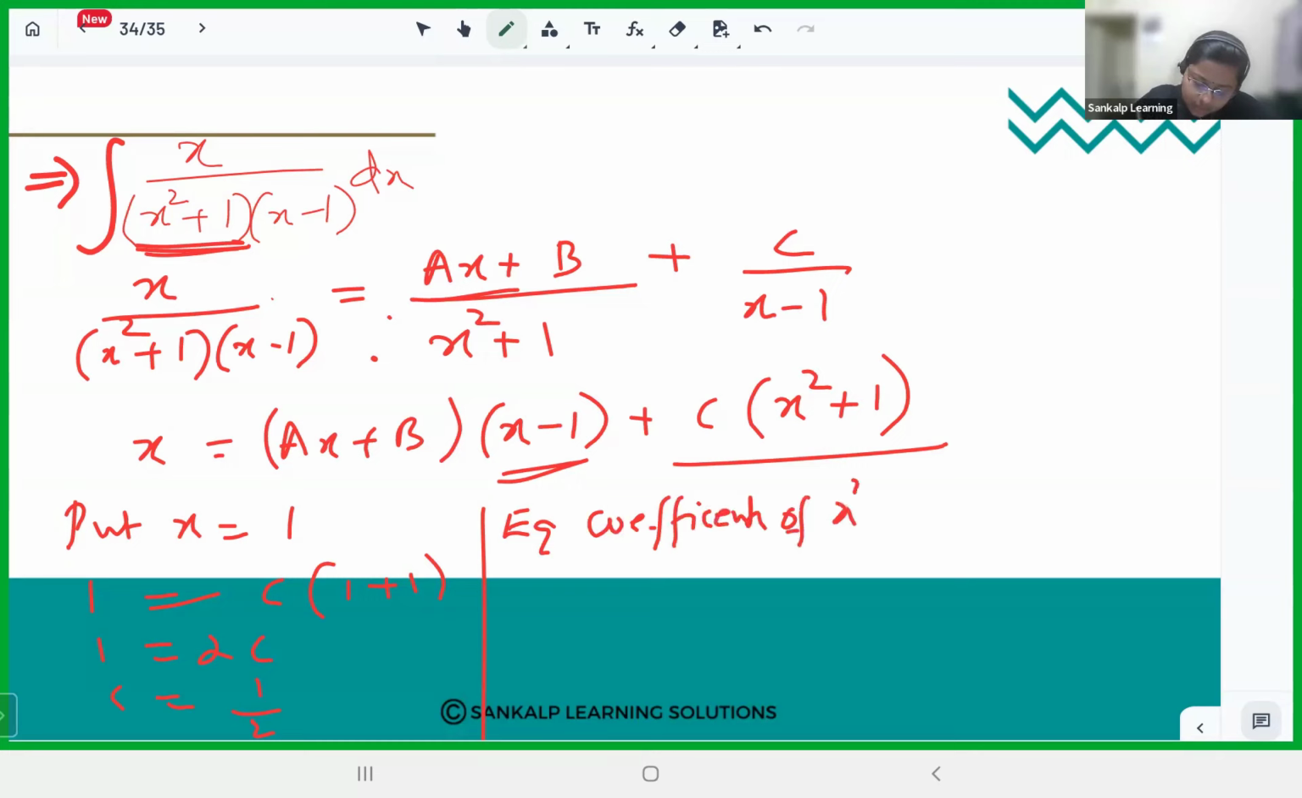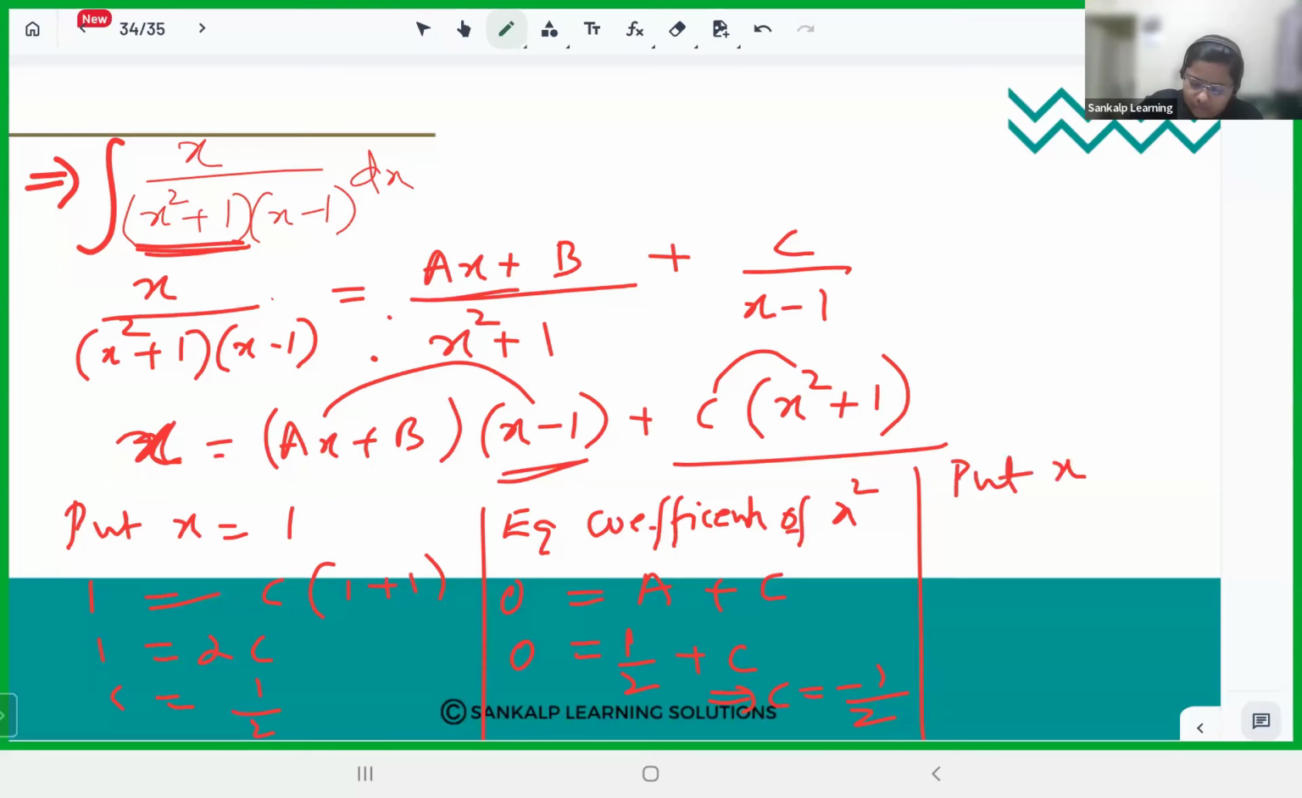Equating coefficients of x square means on the left side we know there is no x square term, there is only an x term, so the coefficient of x square is 0. Then here you can see Ax into x, right? So A will be a coefficient. Then you can see C into x square, so the coefficient of x square will be C also. So A plus C, and C is equal to 1 by 2. 1 by 2 plus A, right? Which implies A is equal to minus 1 by 2.